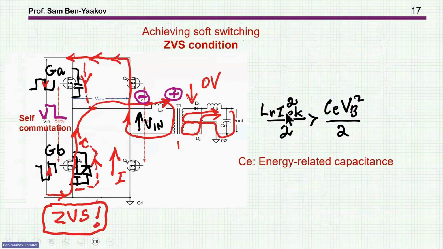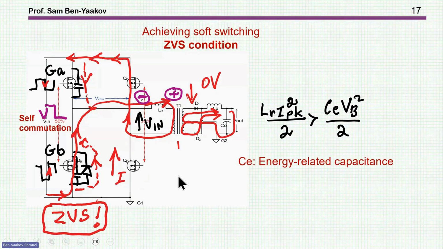So the amount of energy that we need in this inductor should be larger than the amount of energy needed in order to charge or discharge these capacitors. Now, I've written here C_EV_B squared, and this is the total capacitance. Now, these capacitors are nonlinear, and it's not just a capacitance at one point, because what is usually given is the small signal capacitance or differential capacitance. We are talking here about a parameter that is called energy-related capacitance.